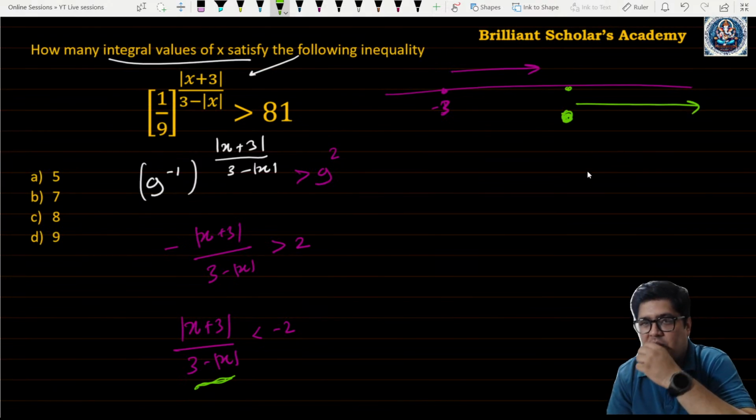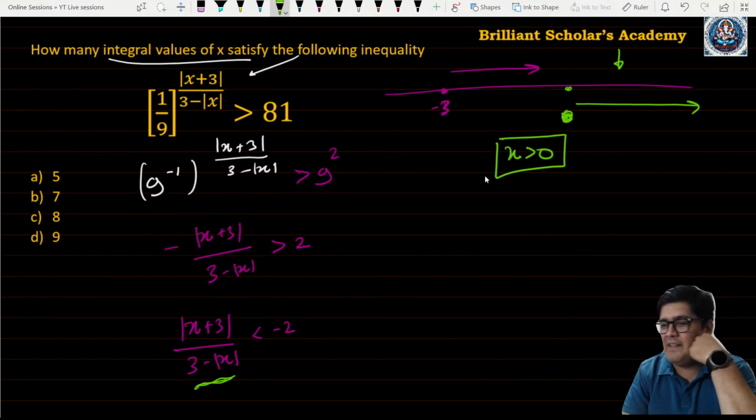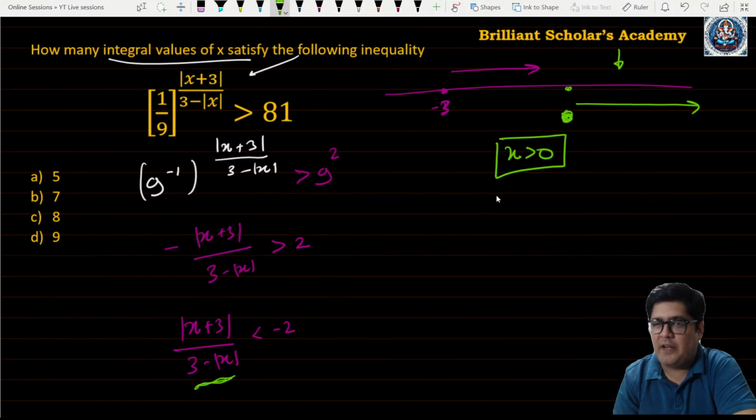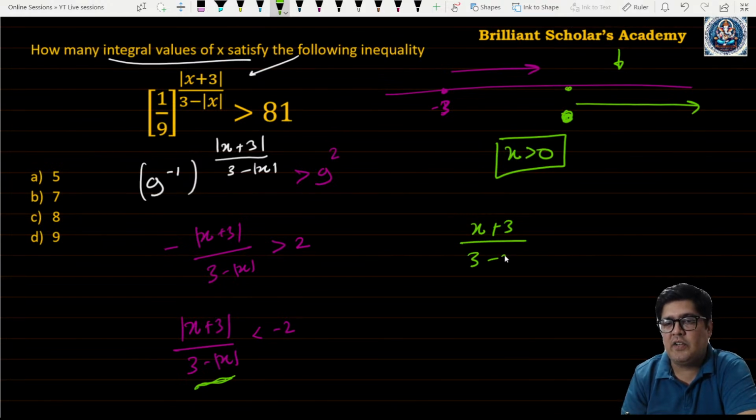So what I will do is imagine a value of x here. X is more than 0. I am assuming that. If x is more than 0, both these will work positive. x plus 3 will be positive upon 3 minus x is positive. I want it to be less than -2.